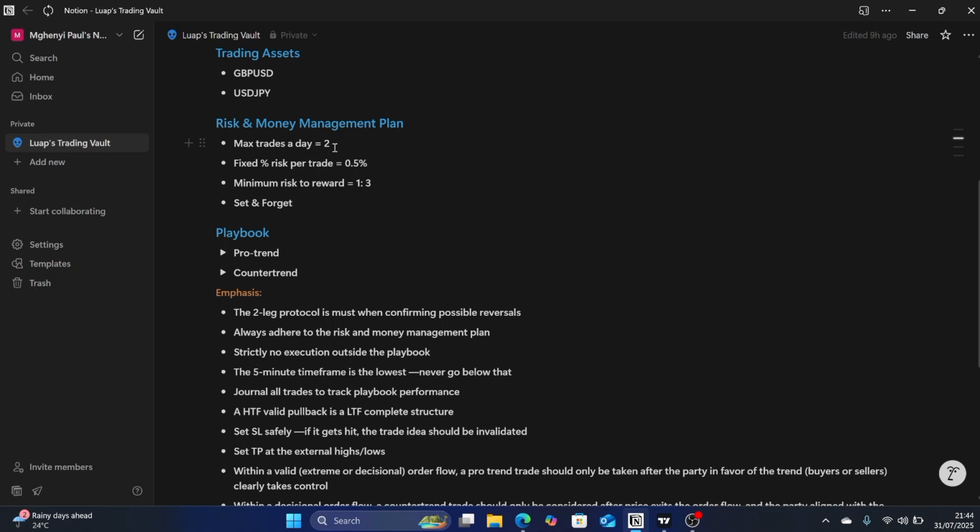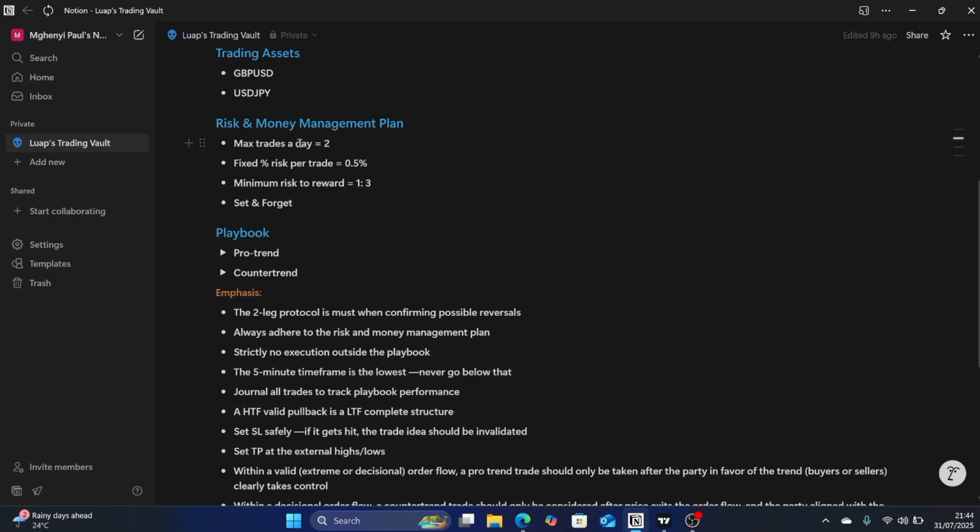But for me, I can go a day with only 1 or 2 trades, but mostly 2 to 4 trades in a week. I mean, not in a day, in a week. I can go a full week with only 1 or 2 trades, but mostly a maximum of four trades. So 2 to 4 trades for me.